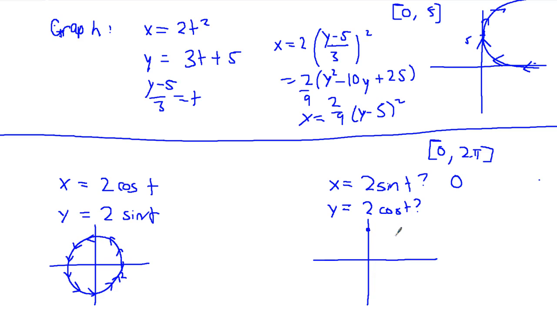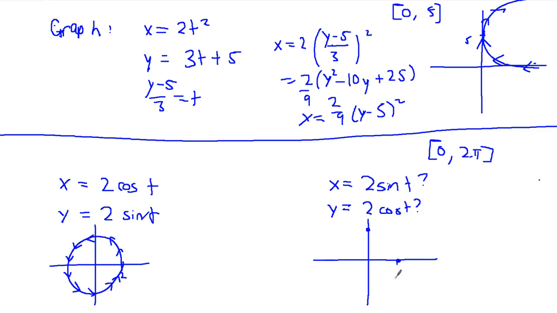and then, oh no, let's try pi over 2. So sine of pi over 2 is what? Sine of pi over 2 is 1, and cosine of pi over 2 is 0. So it'll be 2, 0 now.